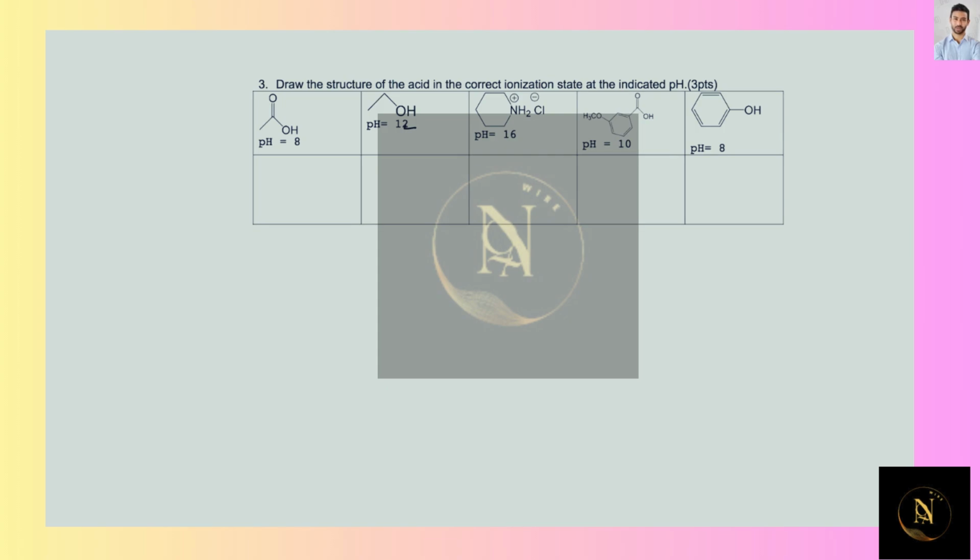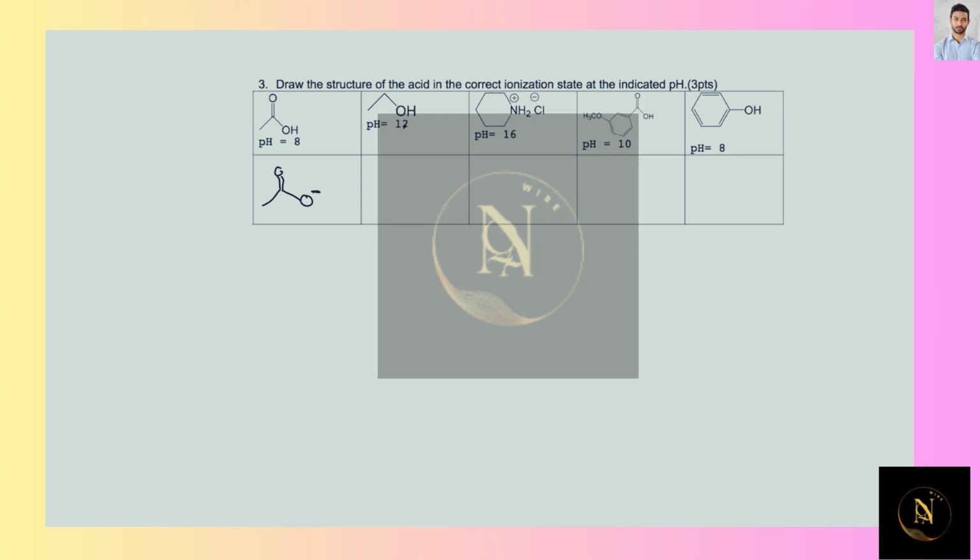So with this information, what we can know is that if the pH is lower than the pKa, we're going to have the acidic form. And if the pH is higher than the pKa, we're going to have its basic form. So for the first compound, we have a pH of 8 that is way higher than the pKa. So we're going to have the conjugate base of this compound.